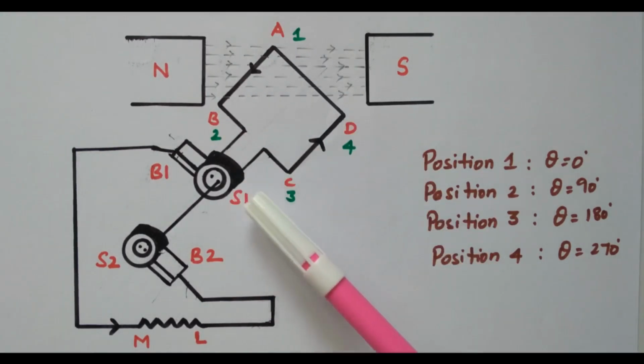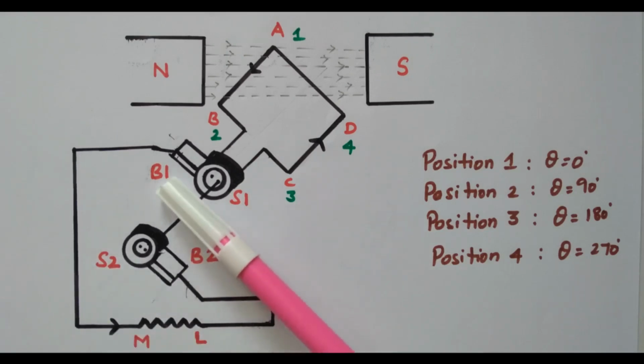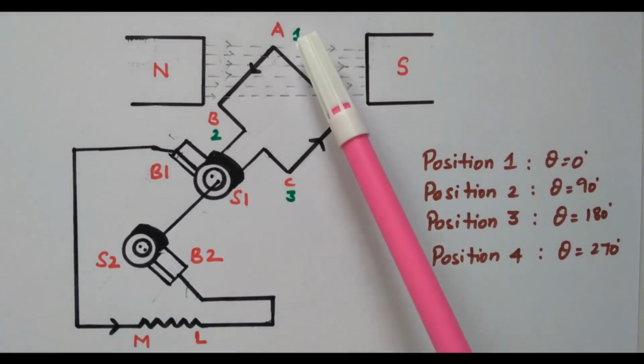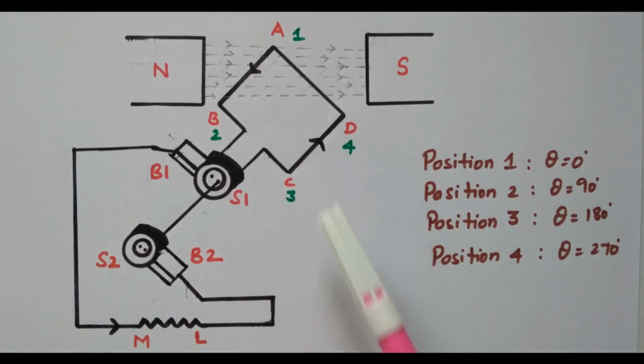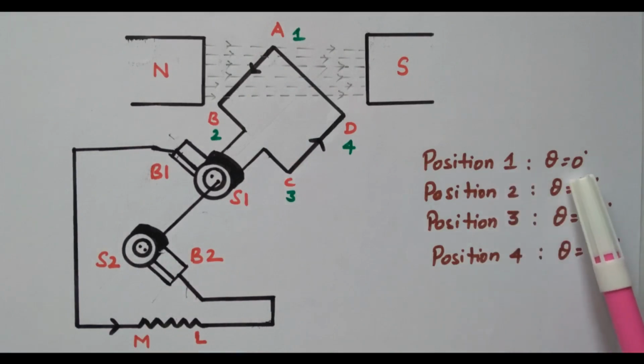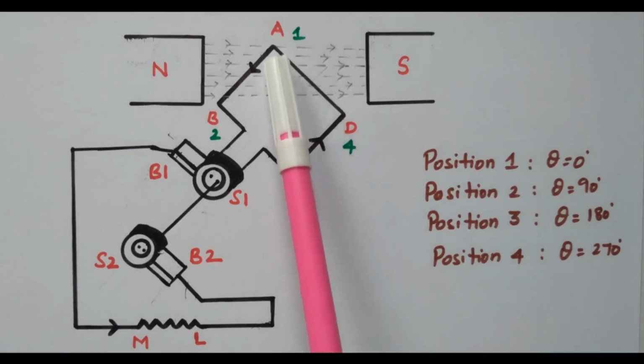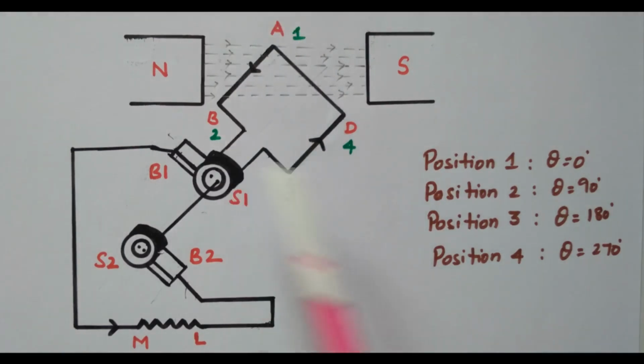Right? So here we have the two slip rings S1 and S2. The brush B1 collects the current from slip ring S1. Brush B2 collects the current from S2. So the 4 positions available are 1, 2, 3, 4. Position 1 is the 0 degree, right? The rectangular coil is vertically available. Position 2 is 90 degree. Position 3 again 180 degree, again vertical. Position 4 is 270 degree, right?